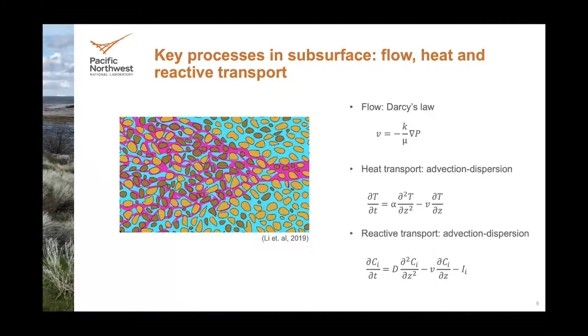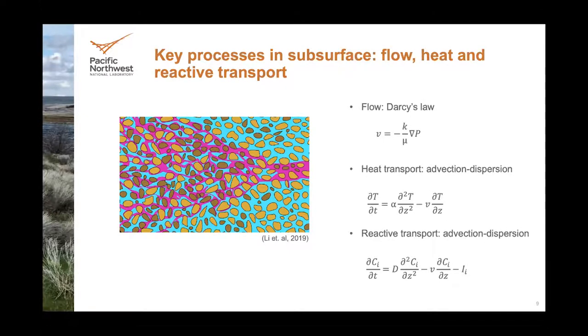And mu is viscosity. It is a property of the fluid. And delta P is the pressure gradient. Darcy's law tells us the fluid will flow from the high pressure to the low pressure location.